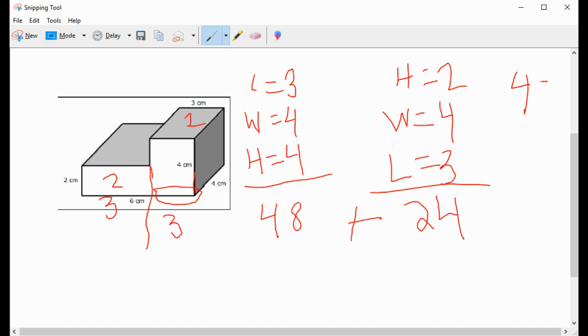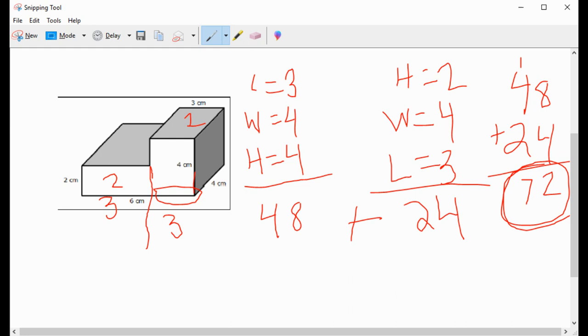So I'm going to add 48 plus 24. 8 plus 4 we know is equal to 12. Drop your 2, carry your 1. 1 plus 4 is equal to 5, and 5 plus 2 is equal to 7, which means that my total volume of the entire irregular figure is going to be equivalent to 72 cubic centimeters.